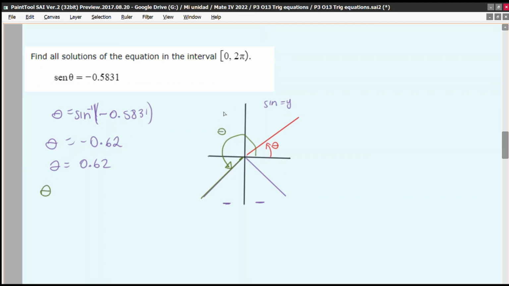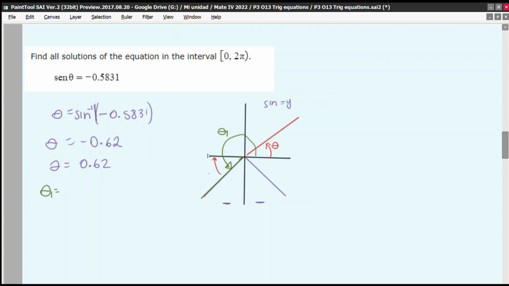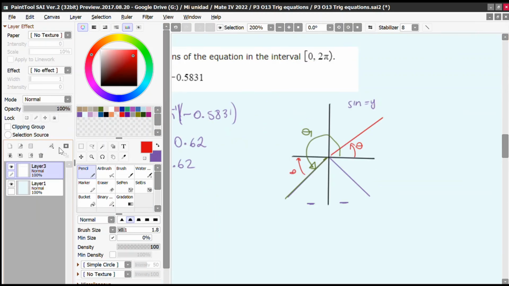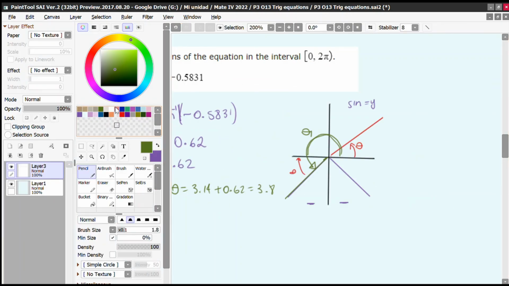So this first solution, theta 1, remember, has the exact same reference angle theta. So this right here is theta, exactly like this one. So the value for theta 1 is half a spin plus a little bit. Half a spin plus the reference angle. 3.14 plus 0.62, and this is 3.76, or 3.8.